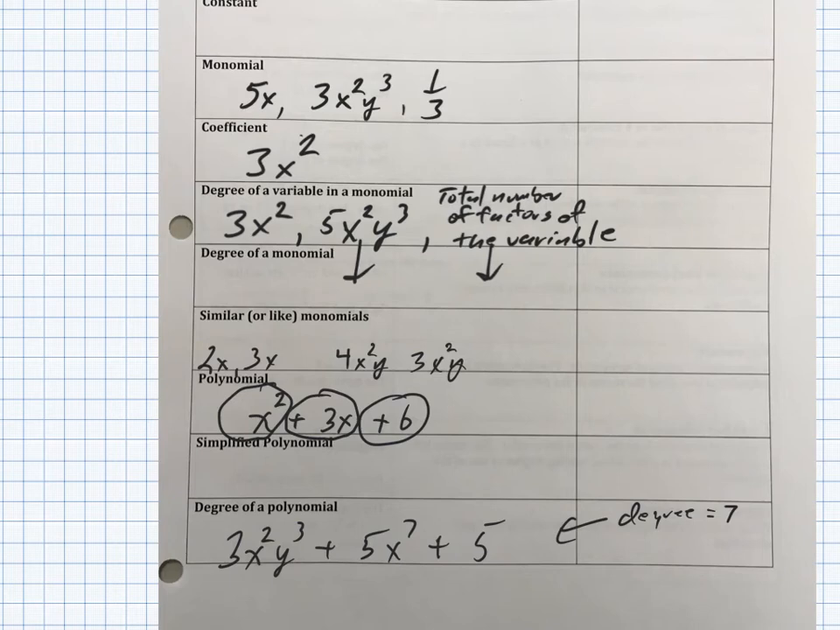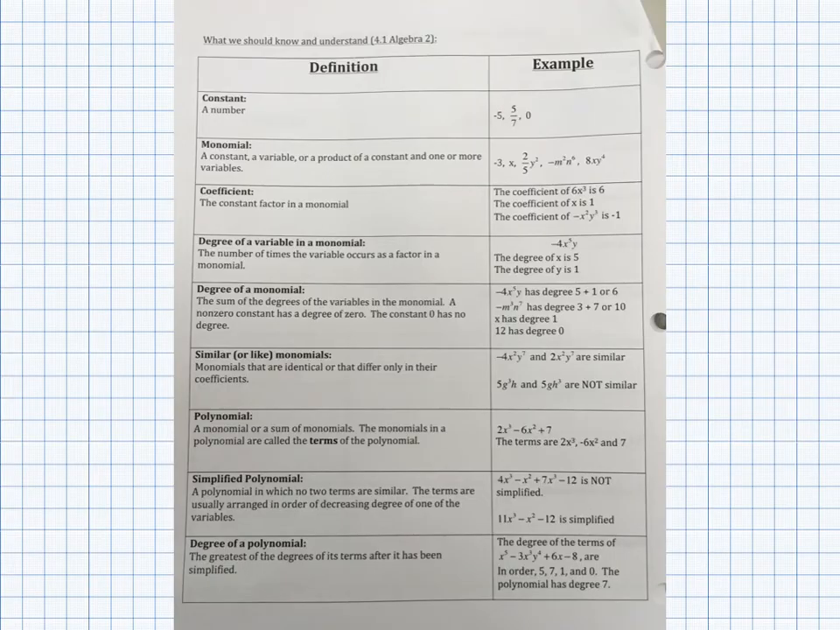But this one had 7, so it would be a 7th degree polynomial. Okay, ready? Let's go to the next page. Now, the next page gives you the kinds of definitions that are easy to forget. They're the math book definitions.